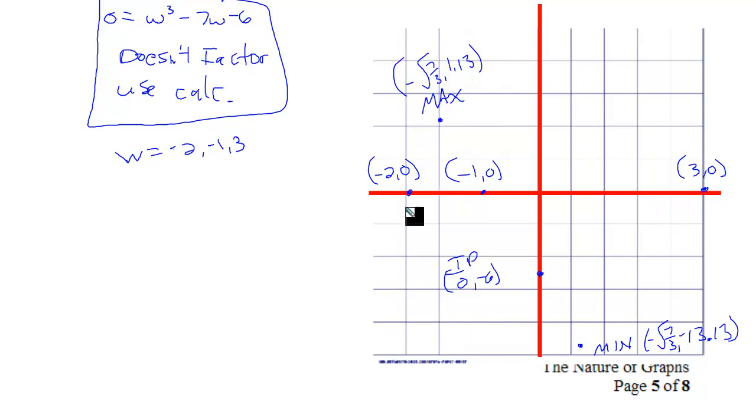So your graph, we have this maximum, graph comes up, hits the maximum, comes back down, continues to come back down until it hits this inflection point, which I'm going to now move down here. We have this minimum, goes down and comes back up, goes up forever. So that is the graph.